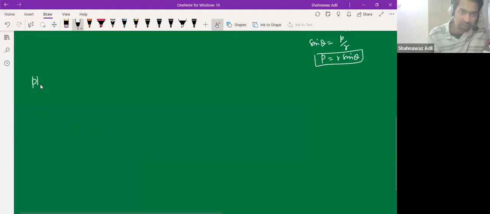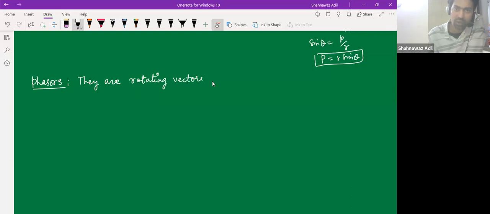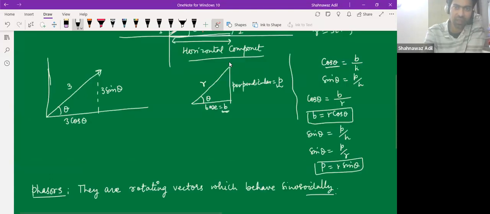They are rotating vectors which behave like a sinusoid. Okay, so we will stop here, and we will discuss this part in the next class.